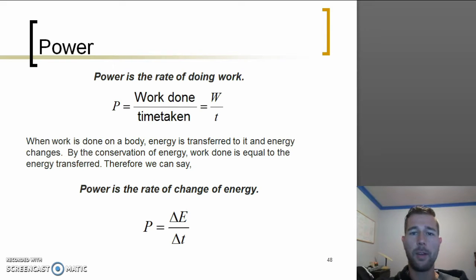When work is done on a body, energy is actually transferred to it. And by the law of conservation of energy, the work done is equal to the energy transferred. So we can say that power is equal to the change in energy over the change in time, and we can see this by the equation on our screen. With this equation we can also work out the units of power. Energy is measured in joules, time is measured in seconds, so power is joules per second.